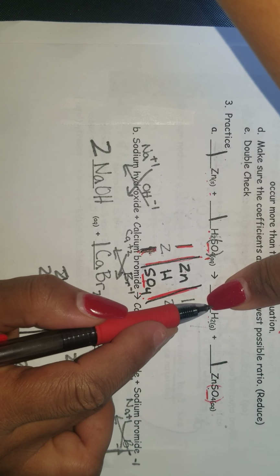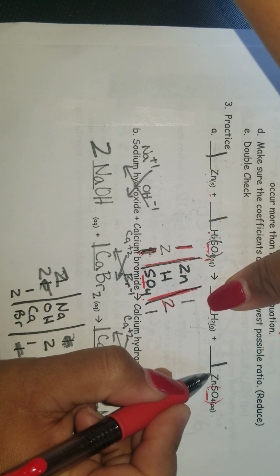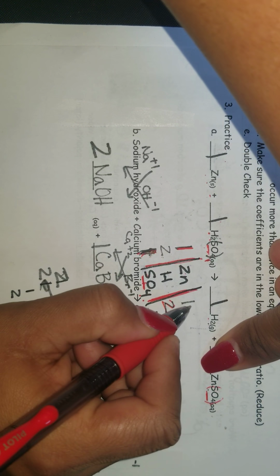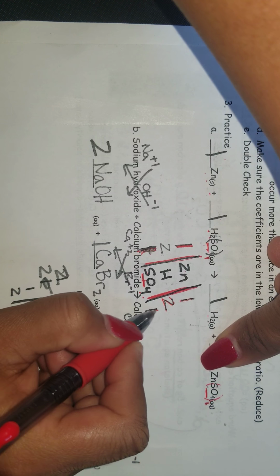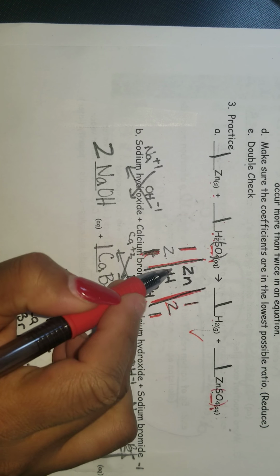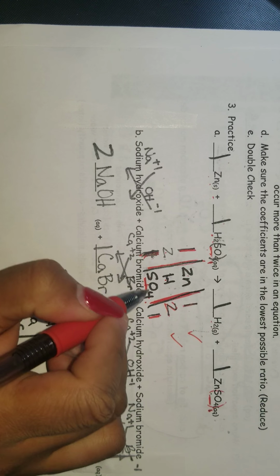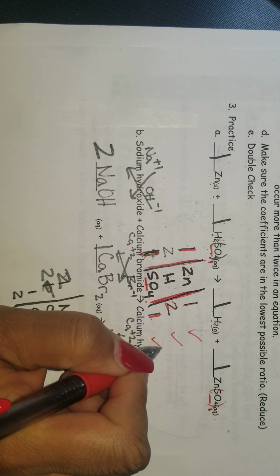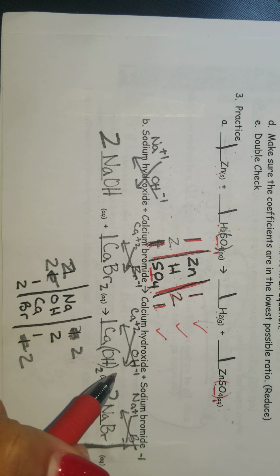Let's go over here. Ignore it. 1 times 2 is 2. 1 times 1 is 1. 1 times, again, 1 is 1. Let's look at it. Zinc, 1 and 1. Check. Hydrogen, 2 and 2. Check. SO4, 1 and 1. Check. Since I have the same amount on both sides, I am balanced.